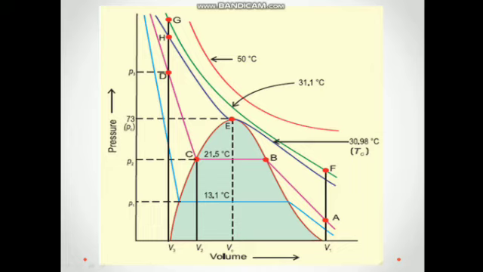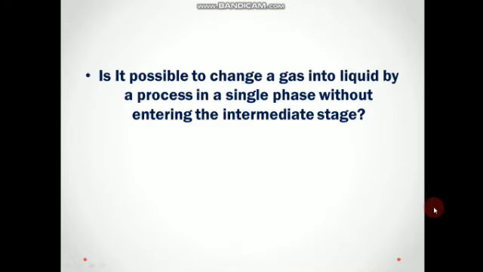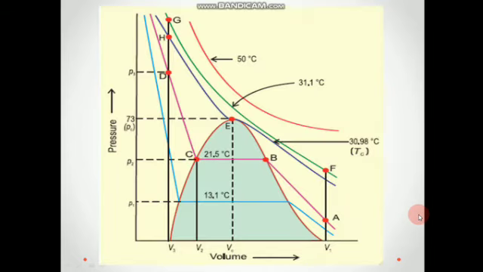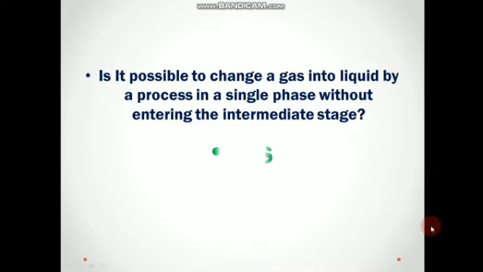So at this point of time, we do have a question in our mind. Is it possible to change a gas into liquid by a process without entering the intermediate state? So the question is, if we can convert a gas at a temperature, at this stage 21.5 we can take. So at stage A, can we convert this gas to a stage where it is completely converted to liquid, or the state D, without entering this stage? So without entering the intermediate stage, can we convert this gas to complete liquid? And that is a question, and the answer for that is a big yes.